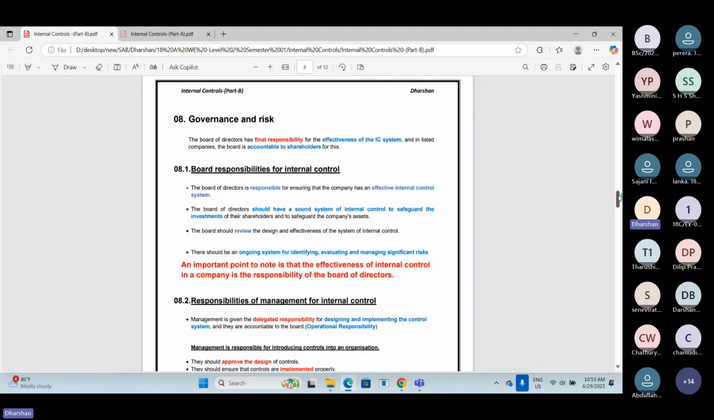An important point to note is that the effectiveness of internal control in a company is the responsibility of the board of directors. I have also highlighted it, and you also should write it in your notebook and highlight properly. Ultimate responsibility for internal control effectiveness is with the board of directors. Ultimate or final responsibility of internal control is with the board of directors.